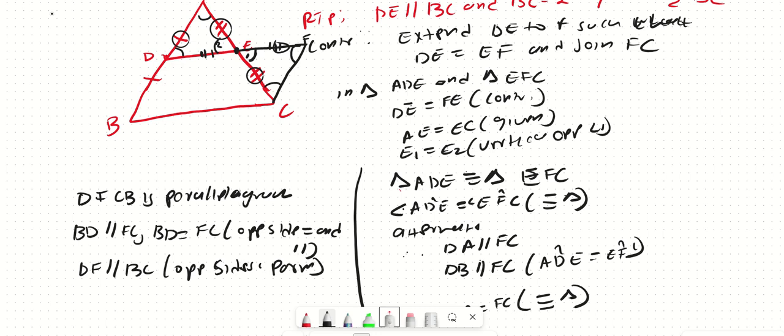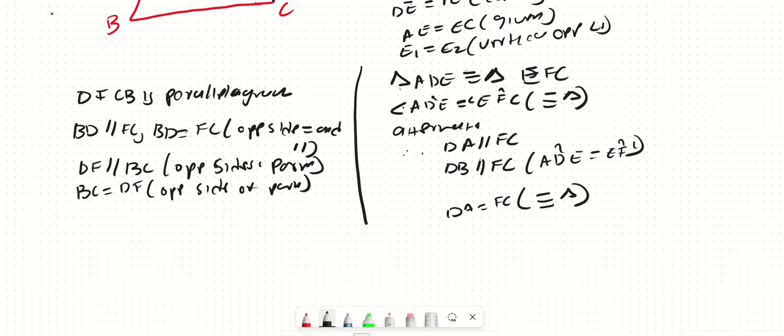And again, I can say that BC is equal to DF. Again, these are the opposite sides of a parallelogram. Now, what do I know? I know that DF is equal to 2 DE. Therefore, BC is equal to 2 DE. Then I've proved that the lines are parallel. Here I've proved that they are parallel, and the other one is half of the other.